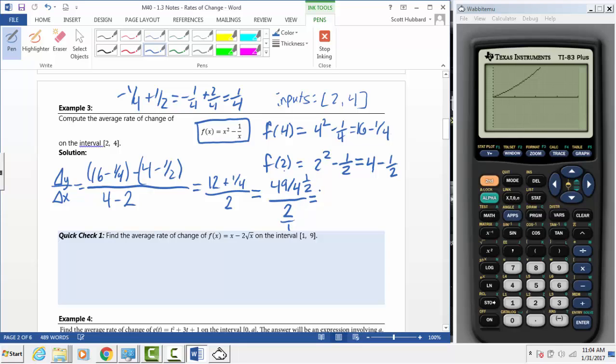Or you know that this is 2 over 1, which means this becomes 1 over 2. And so we get 49 over 8. Okay. You could also have just done that from here.